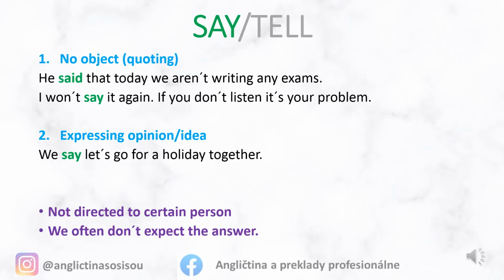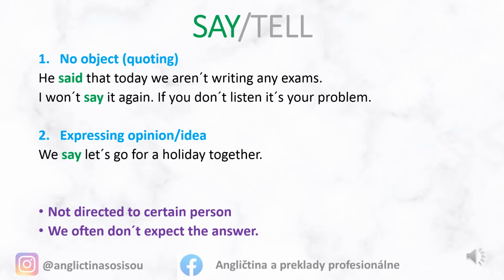So the first rule that we can apply when using the word say is that in the sentences where we use the word say, we don't have an object. A lot of times we are quoting what somebody said. So let's look at the examples.